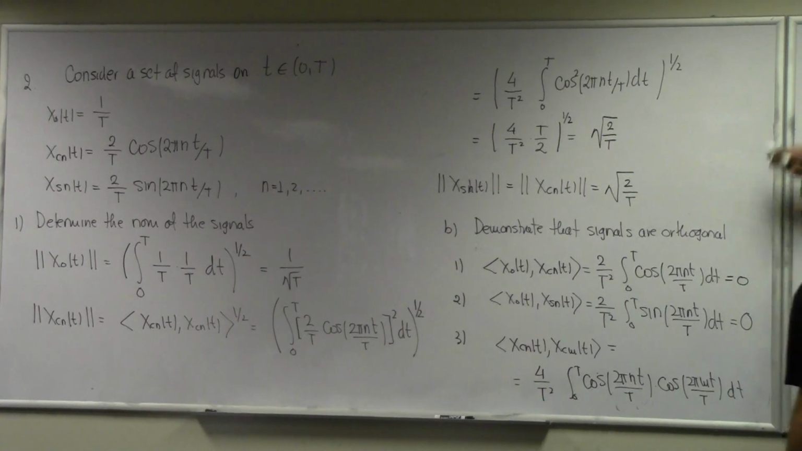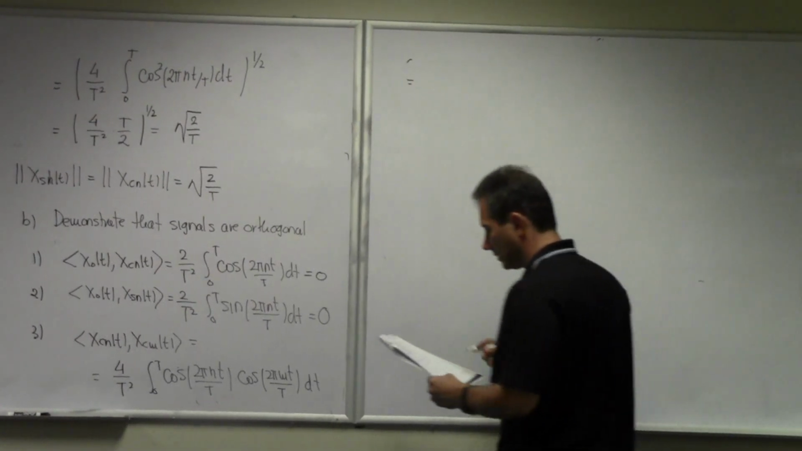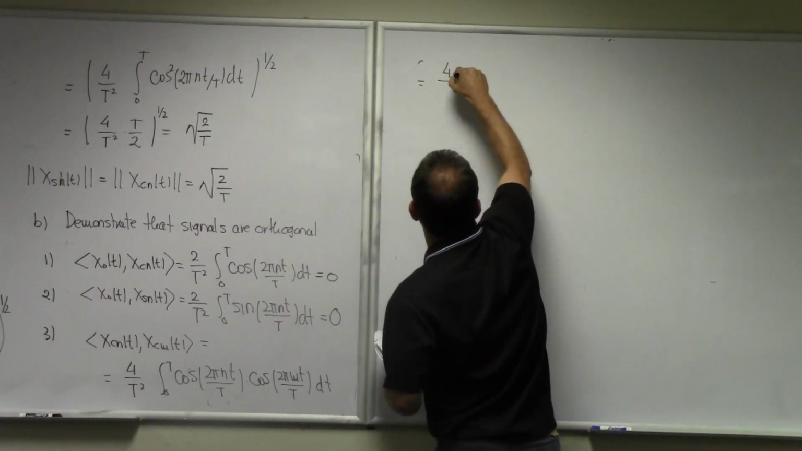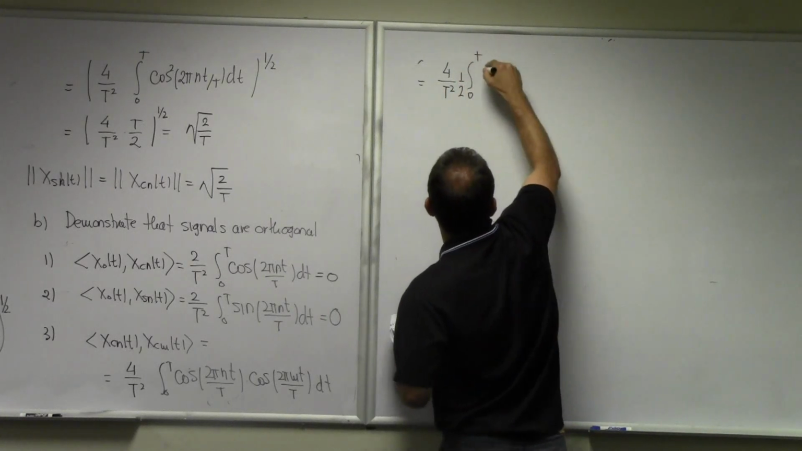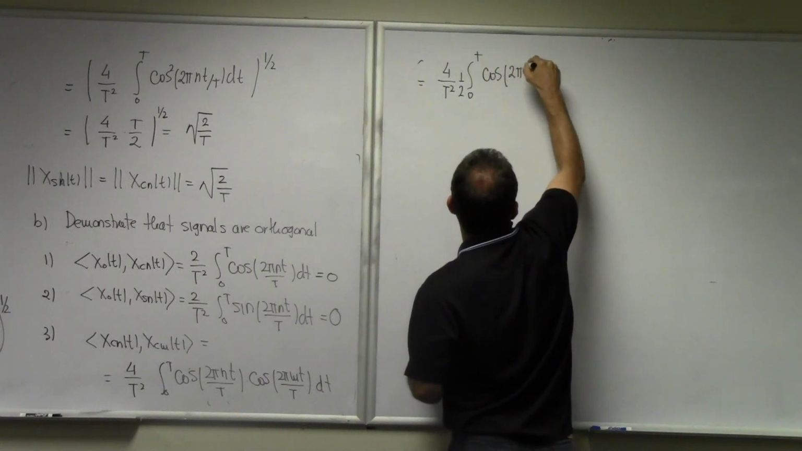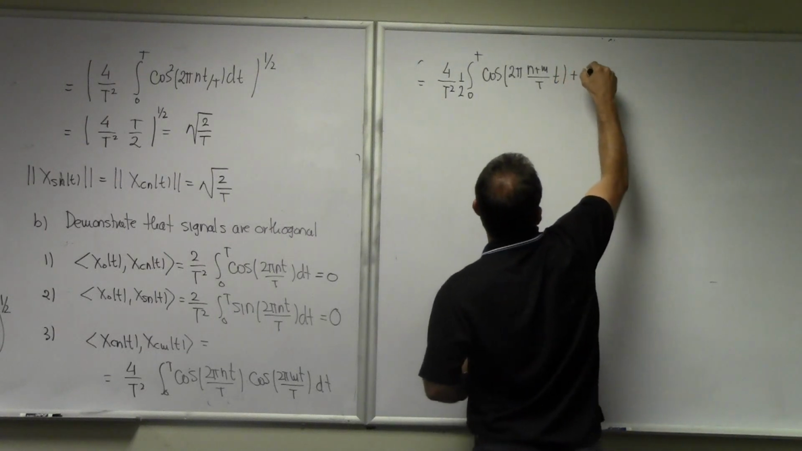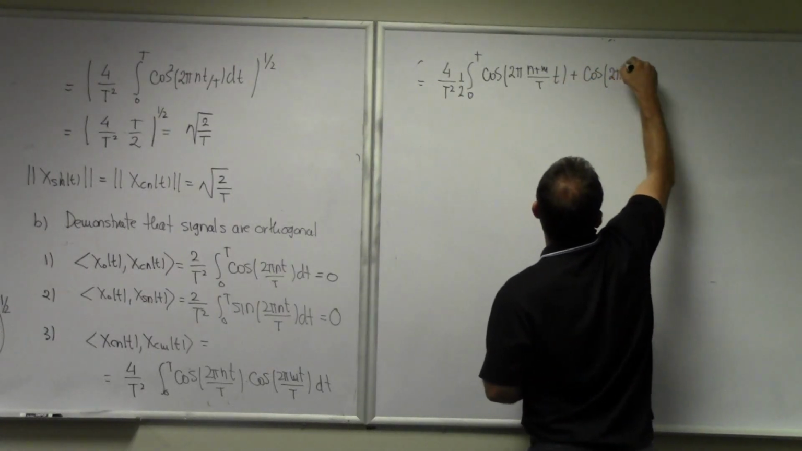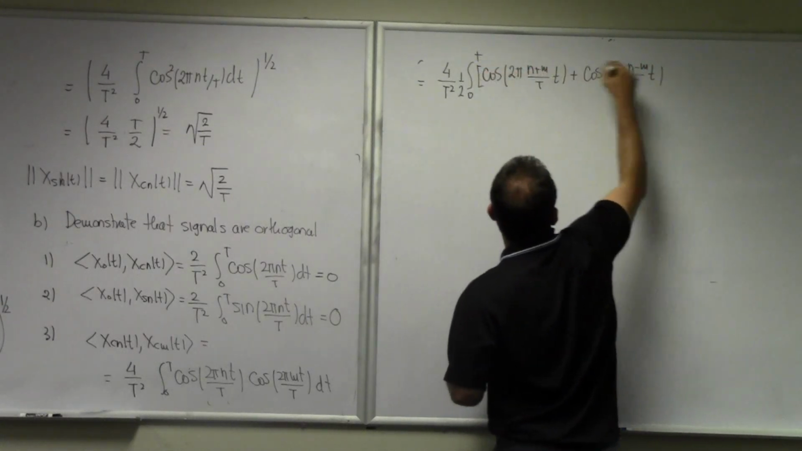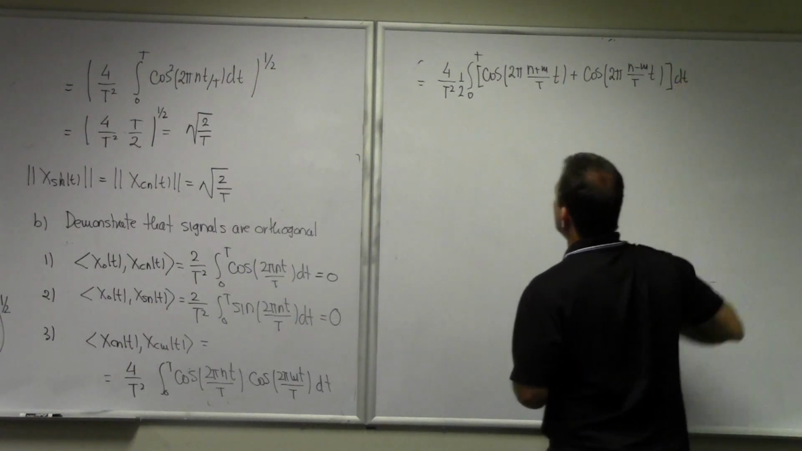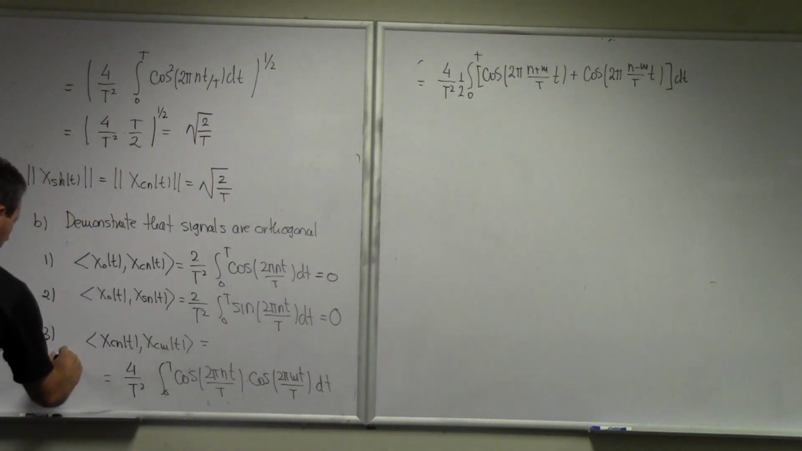This is in further equal, so cosine times cosine, this is 1/2 cosine of the sum and 1/2 cosine of the difference. So this becomes 4 over T squared times 1/2, integral from 0 to T, cosine 2 pi (n plus m) t over capital T, and then plus cosine 2 pi (n minus m) t over capital T. Since I picked, n has to be different than m, right?